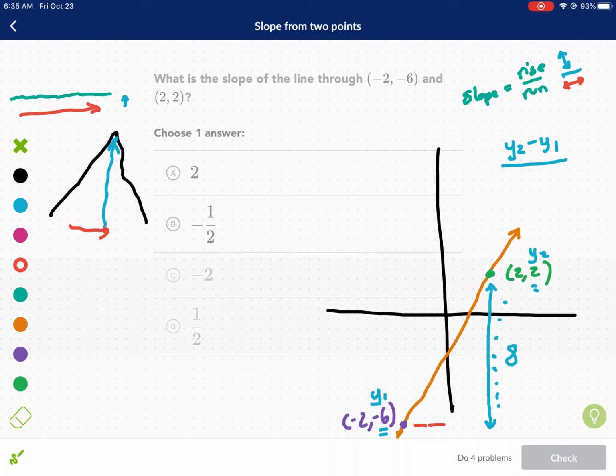1, 2 takes us to the line. Then we have 3, 4. So that was a change of 4. So we counted, and it was 4 units.